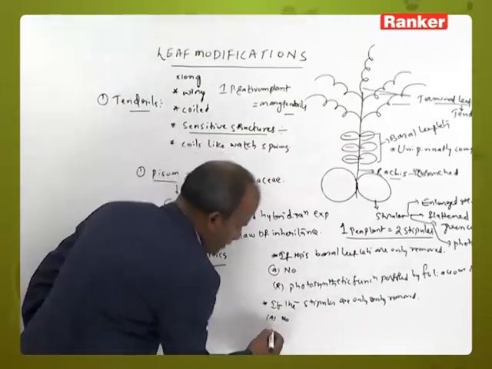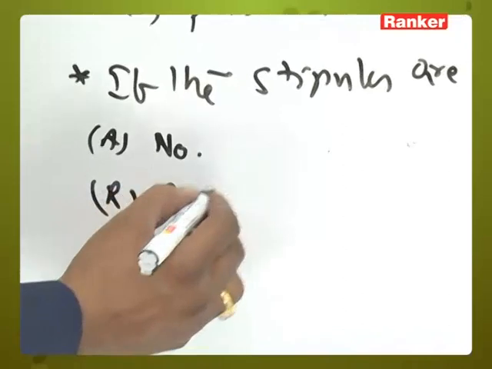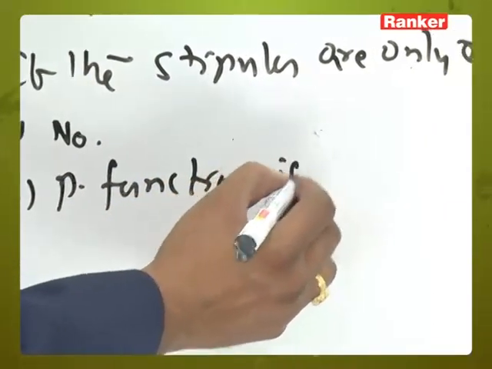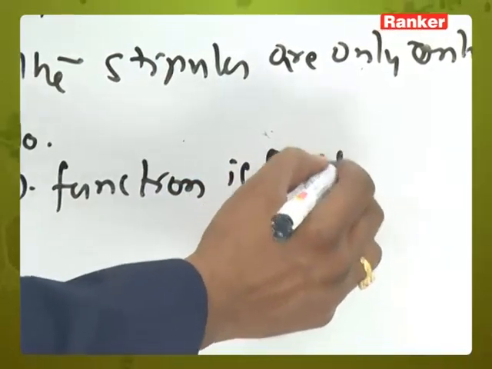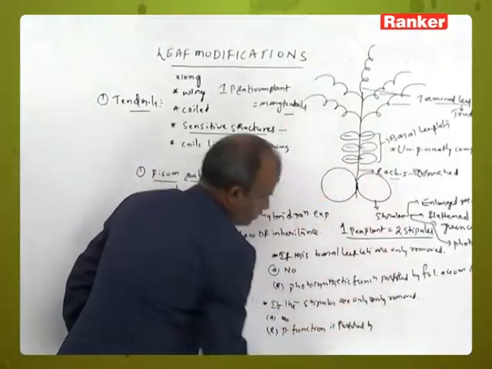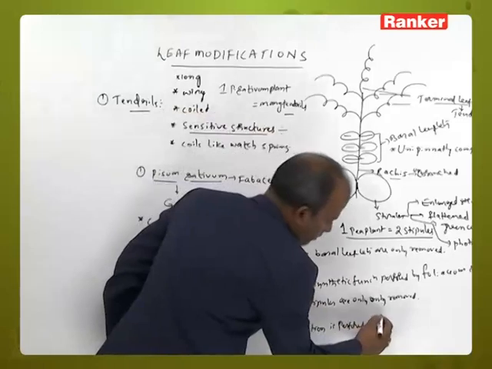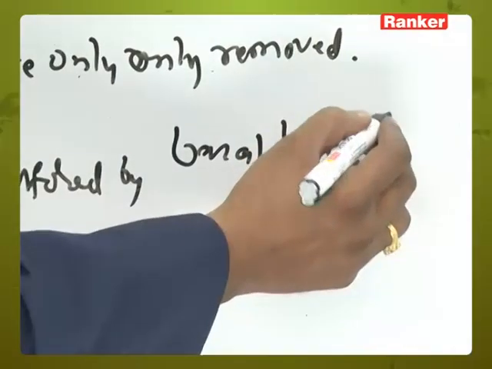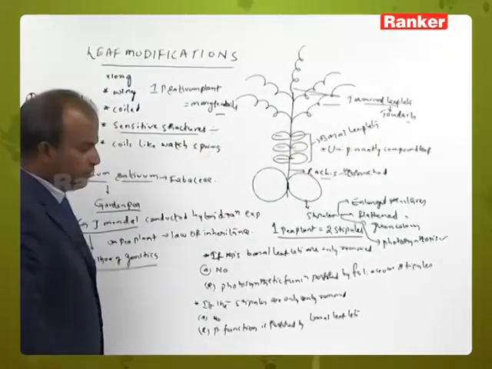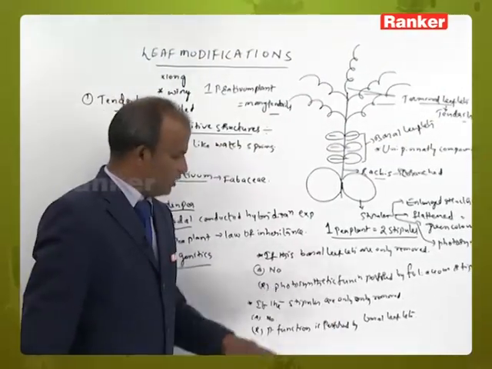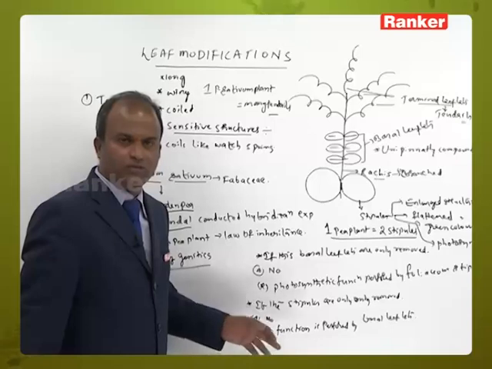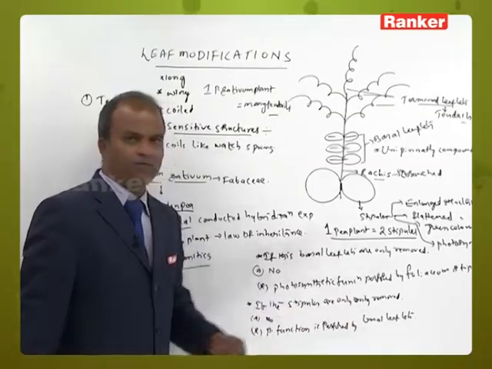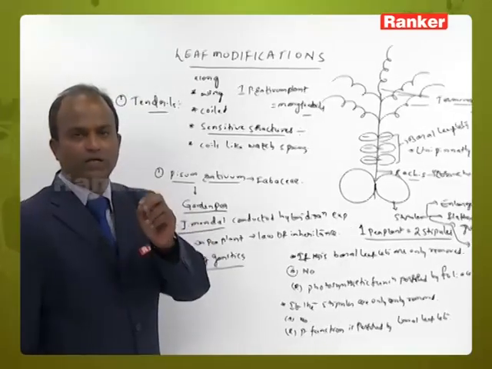What is the reason? Photosynthetic function is performed by basal leaflets. That means if only the stipules are removed, will the plant undergo death? No. Why? Because the photosynthetic function is performed by basal leaflets.